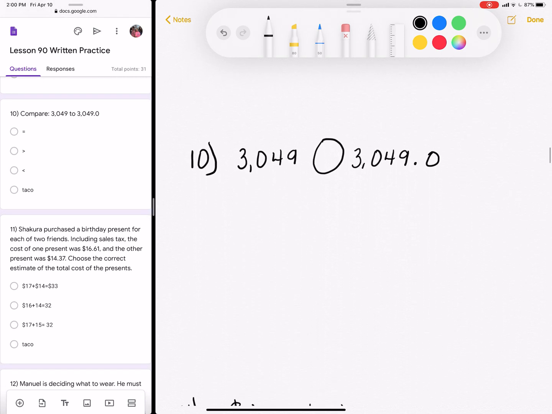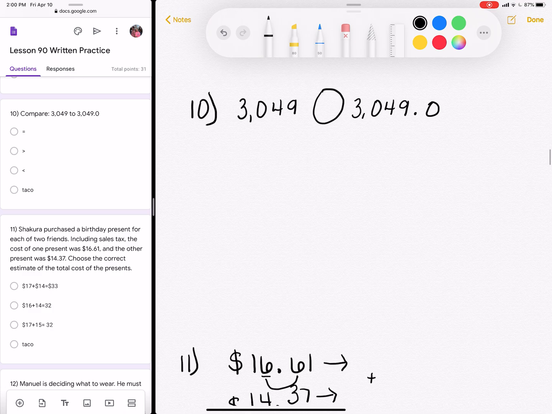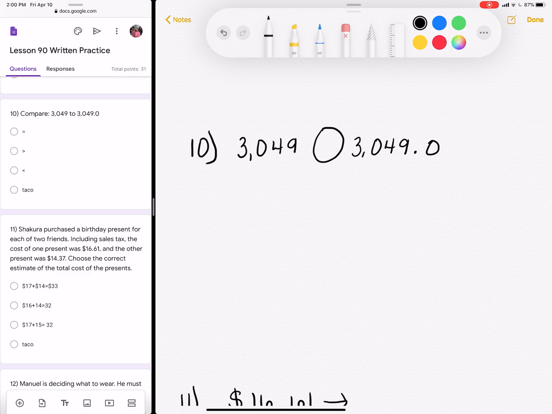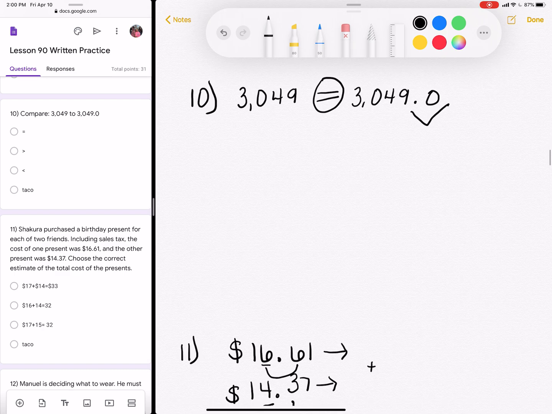Number 10, 3,049 compared to 3,049 and 0/10. The question really is, does this change the value? And the answer is no. These two numbers are equal. 11.